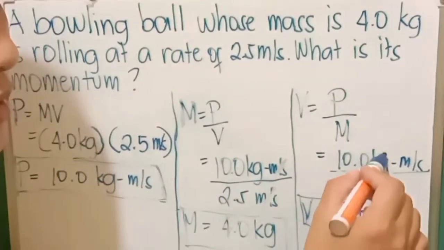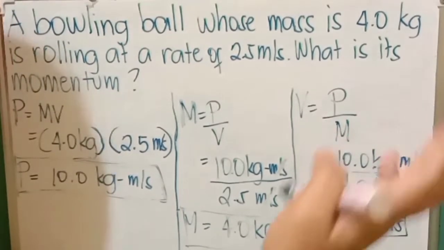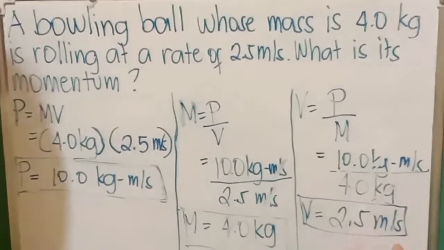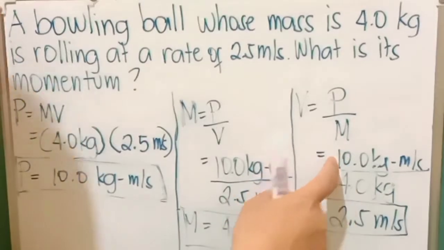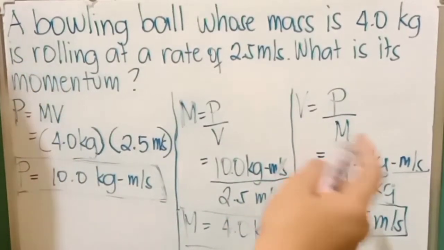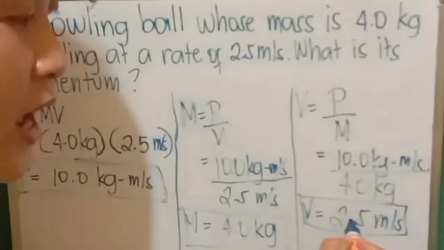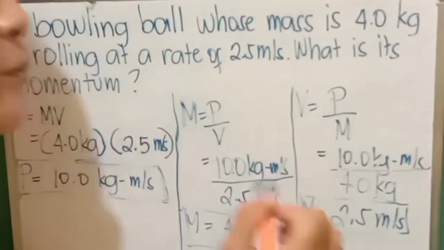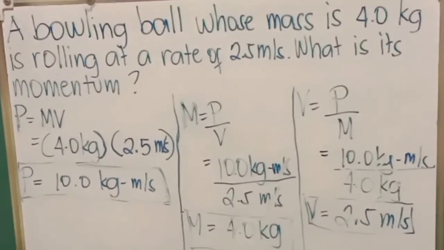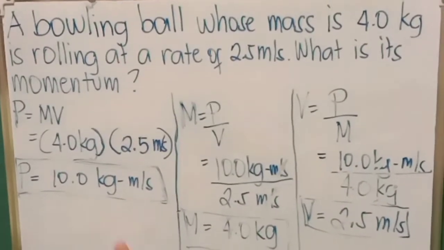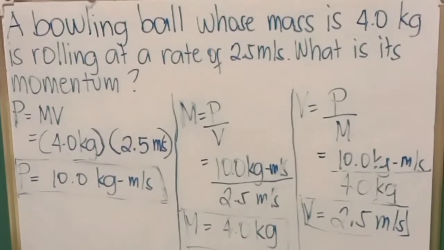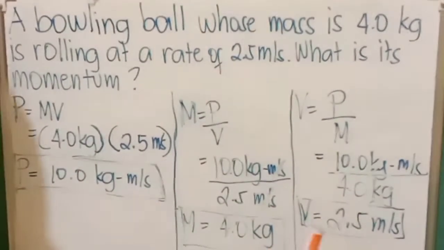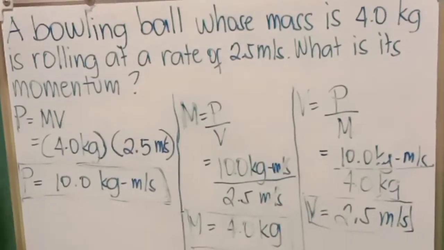So cancel out the same unit, which is kilograms, and the remaining unit is meters per second. Bring down this one, then divide. 10 divided by 4 is equal to 2.5 meters per second. So this is the value or the answer for our velocity. Okay, so did we get the correct answer for our momentum? Yes, it is. Okay, the answers for our momentum, mass, and velocity are all correct.